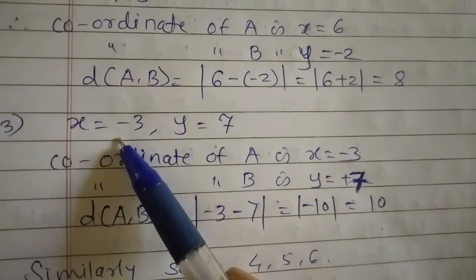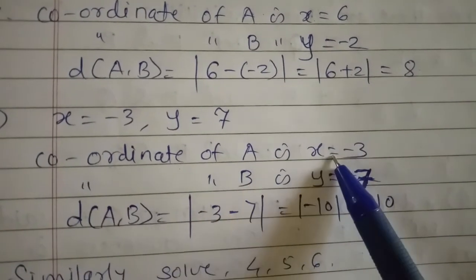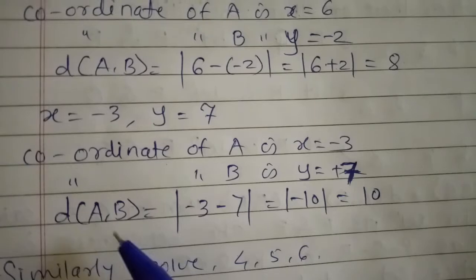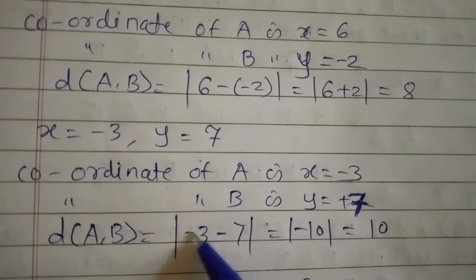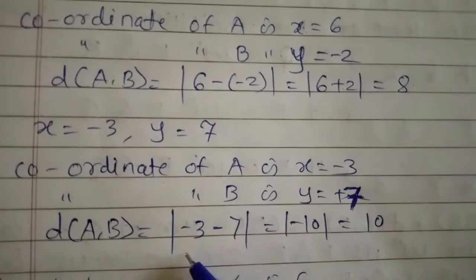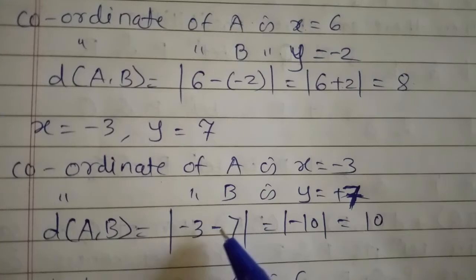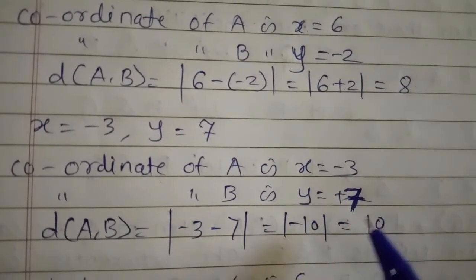Now x is equal to minus 3 and y is equal to 7. Again the coordinate of A is x equal to minus 3 and the coordinate of B is y equal to 7. We have to find out the distance AB. So the coordinate of A is minus 3 minus this 7, so the total will be minus minus plus, meaning we add the numbers and give the sign of the larger number, so minus 10, and removing the modulus the answer is 10.